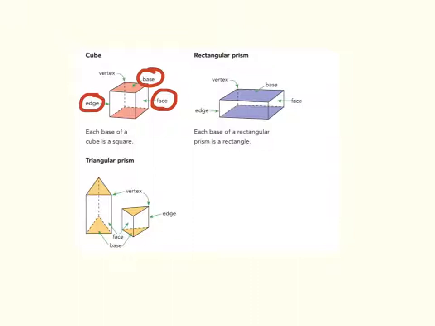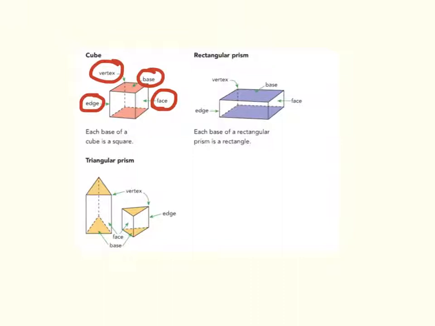The edge is the line that's created where any two faces meet. And finally, we have the vertex, which is the point where 3 edges of a prism meet. We could also call it the corner. Okay? You'll notice that each one of these shapes, the cube, the rectangular prism, the triangular prism, all have edges, faces, bases, and vertices, or a vertex.